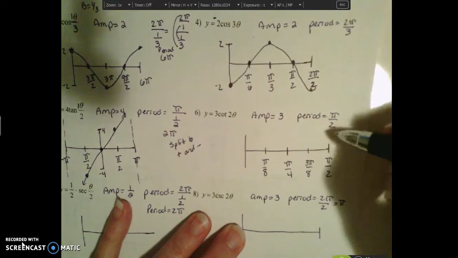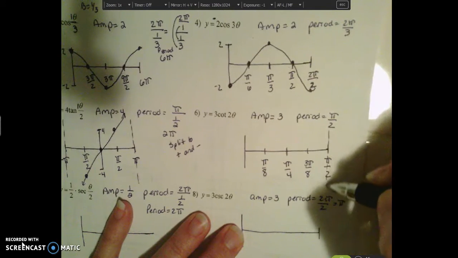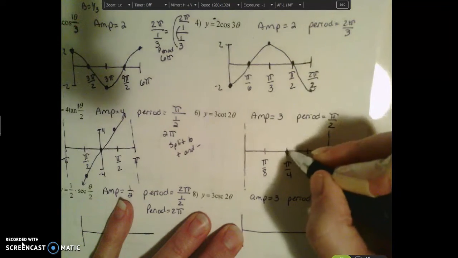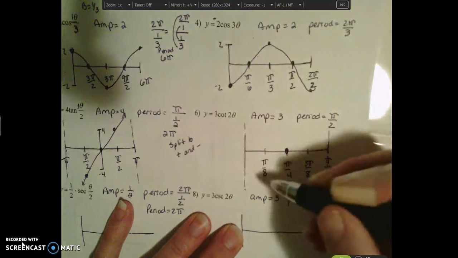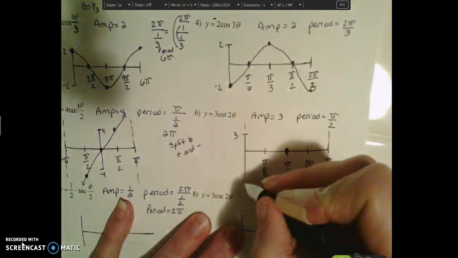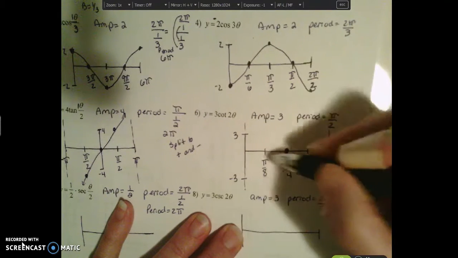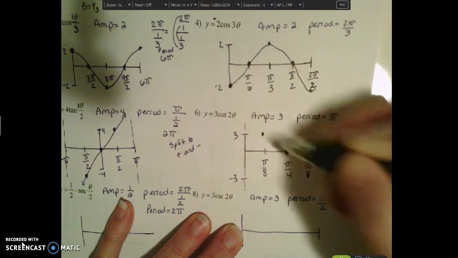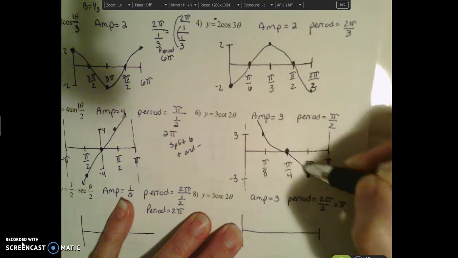Cotangent also has asymptotes, and our asymptotes are on the outermost part of the curve. It's 0 in the middle. But cotangent goes up and down, so here's our amplitude of 3 and -3. So it's going to go up to 3 and then down to -3, and so there's our cotangent curve.